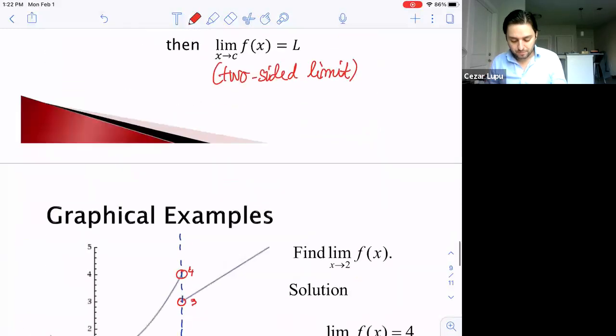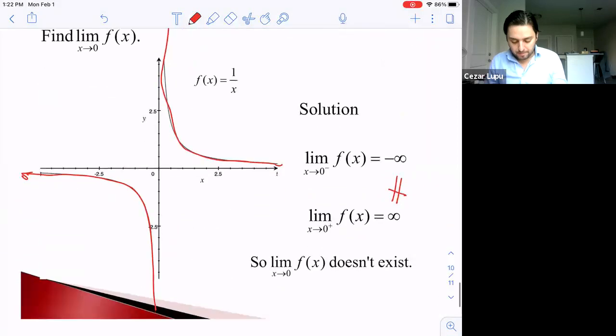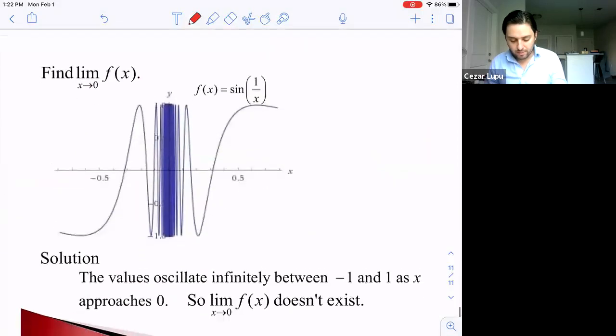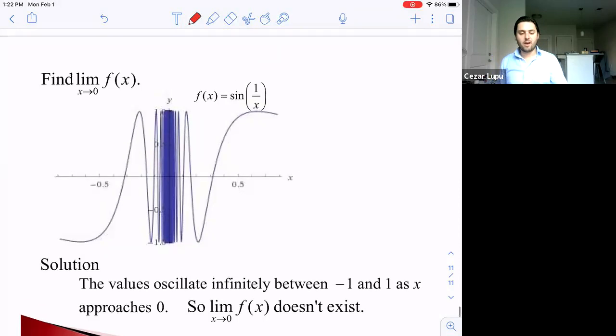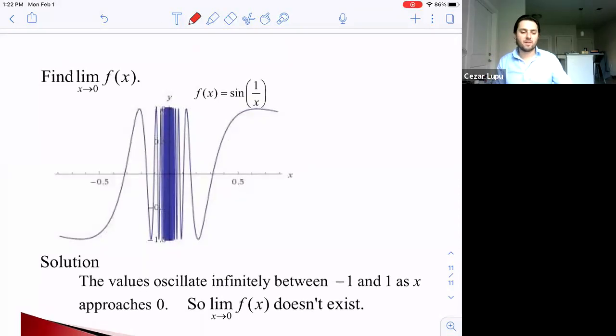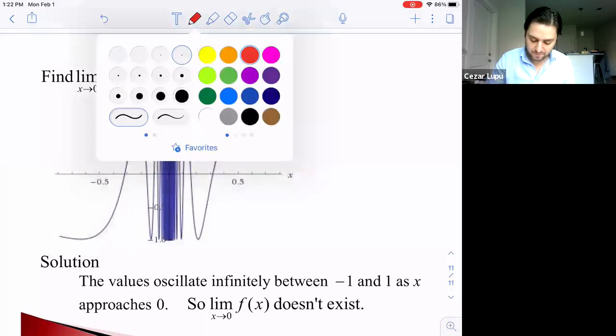All right. Now, let me give you another example. Look at this function: f of x equals sine of x. You'll see there is something to talk about in this function.